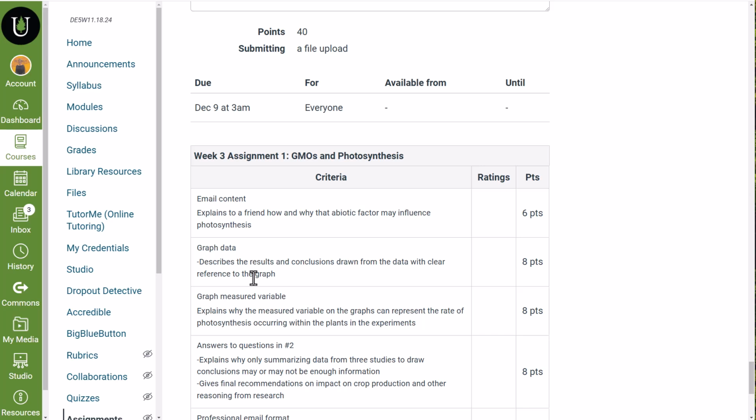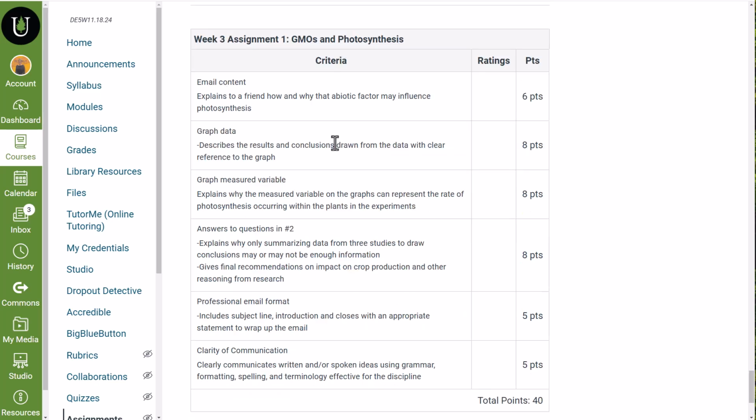So if the GMO plant is doing worse, then no, they don't want to use that plant. If the GMO plant is doing better, has a higher rate of photosynthesis, a better efficiency, then yes, they might want to use a GMO. So you want to make sure that you interpret those graphs in that way. Make sure that you cover all of these items here.